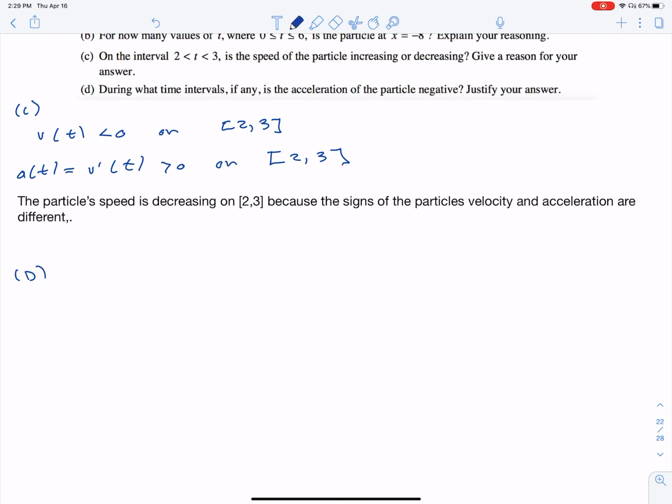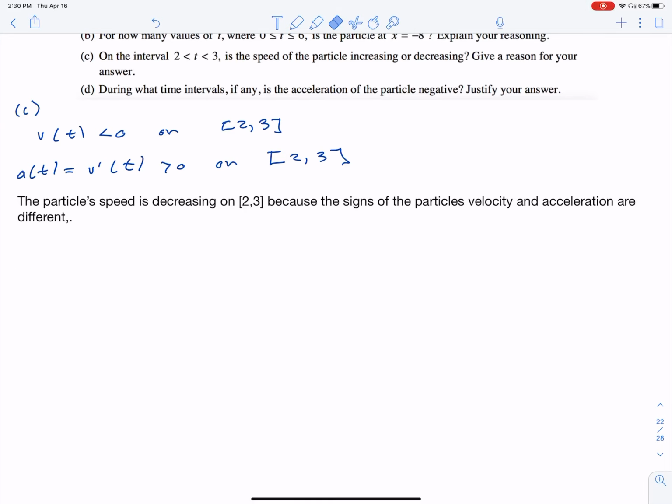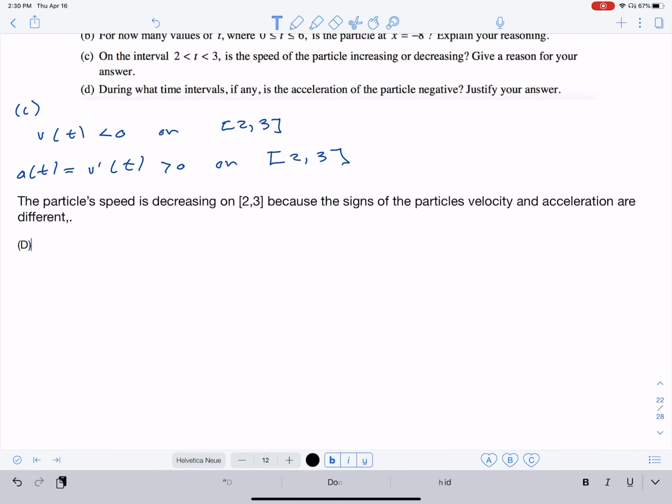So what am I going to say? Actually, let's type it out. Apparently, I need to erase that. So let's see. The particle's acceleration is, what were they asking? Were they asking for negative or decreasing? Negative.